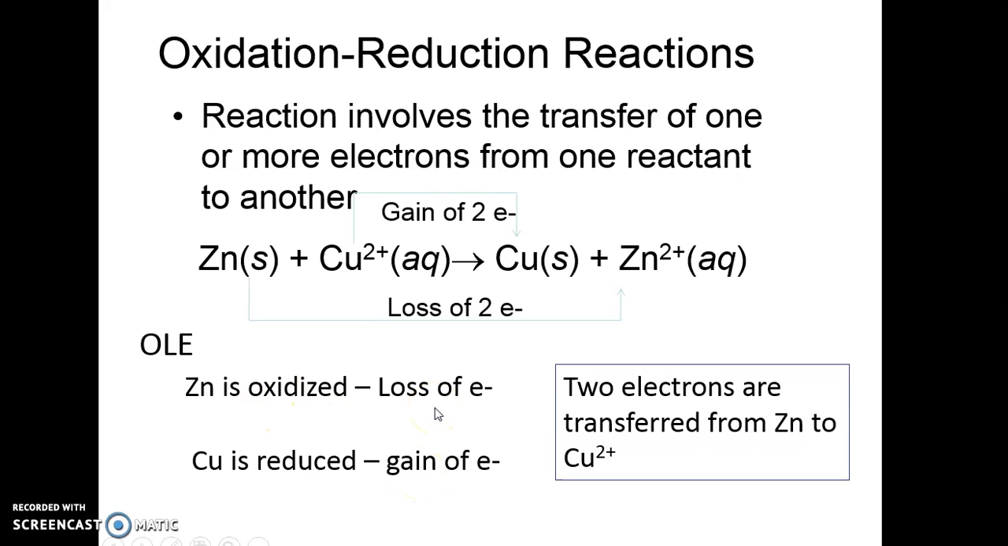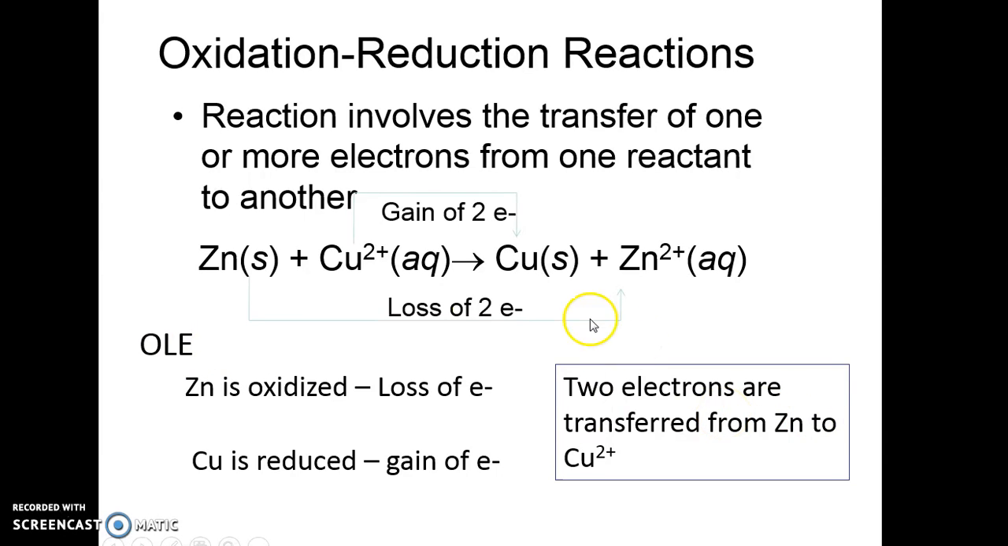It's sometimes very confusing to students to try to keep this straight, because when you see the word reduce, you think loss, and so you do not get this order right. So I use the word Olay to keep it straight. Oxidation is loss of electrons, and of course reduction is the opposite.